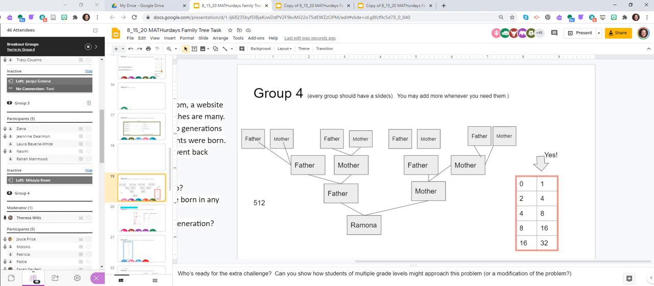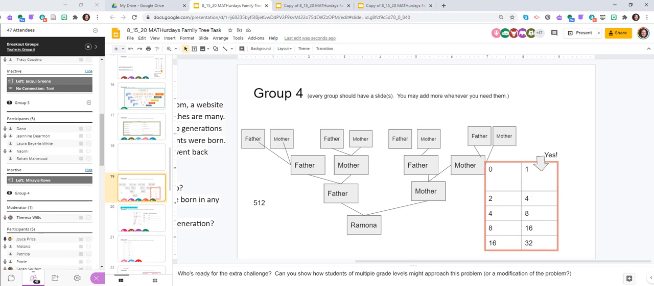Hi, Group 4. Hello. I see a table and a visual on here. Are those done by two different people? Are they different or are they the same? I think we're different. Two of us are working on it.